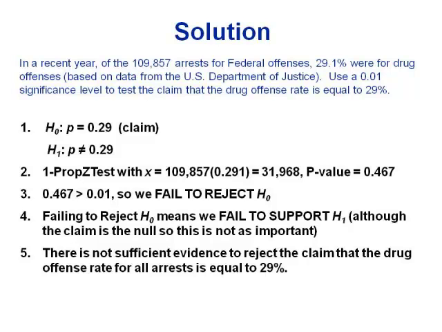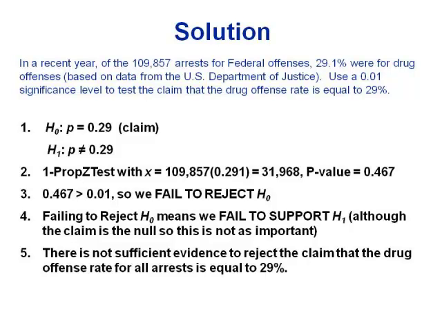So the claim is that the drug offense rate is equal to 29%. That's a null claim. Those are the ones we have to be a little more careful with the phrasing when we're done. So our claim is that the proportion p equals 0.29. There's no indication whether we should assume greater than or less than. Don't make any assumptions unless they're actually stated, so we'll just say p not equal to 0.29 for the alternative. So we've got an equal and a not equal.